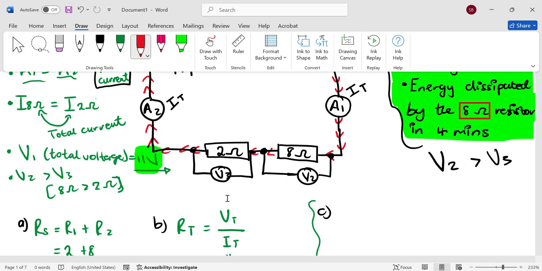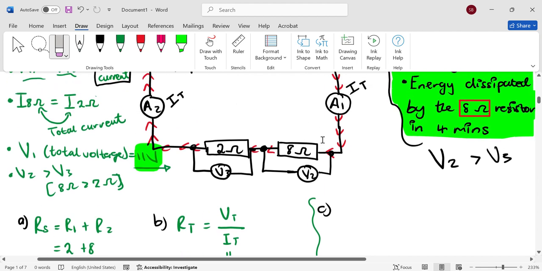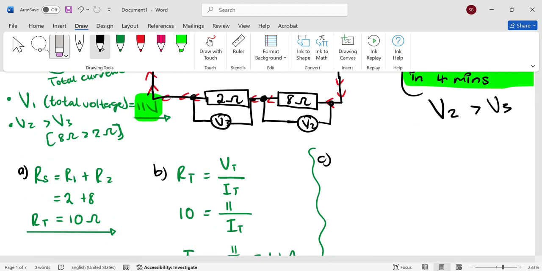That means V2, I hope you agree with me, is the voltage only for the 8 ohm resistor. Remember, every voltage has its corresponding resistor unless it's the total voltage. So in this case, to get the energy, I need to use the equation V equals W over Q. But I don't have V and I don't have Q. So my goal is to first get V, get Q, then come back to this equation.